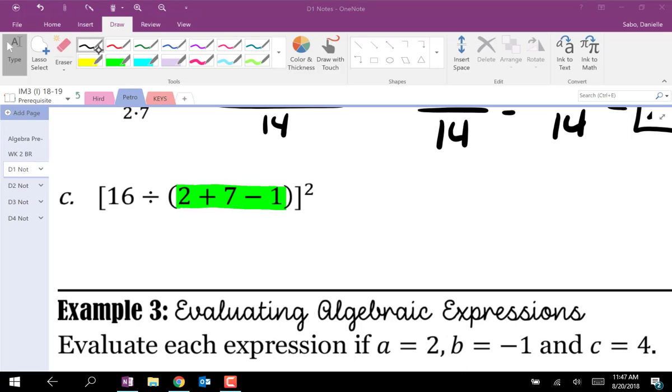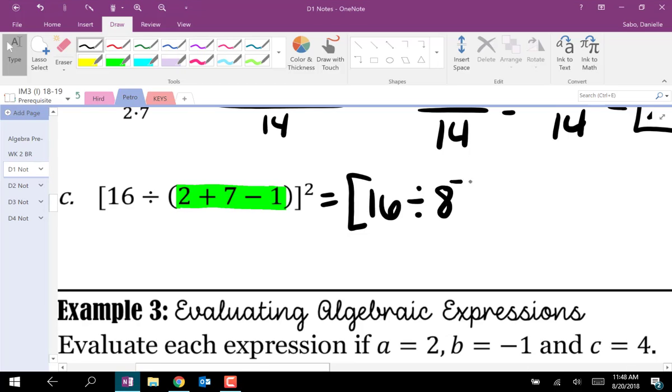I'm just going to rewrite the things out that I need. So I have 16 divided by something. Okay. Well, what is 2 plus 7 minus 1? 8. So 16 divided by 8. I'm going to close that up and square it. So the only part here, I should probably do a different color for the 8. The only thing that I did right there was that green portion.